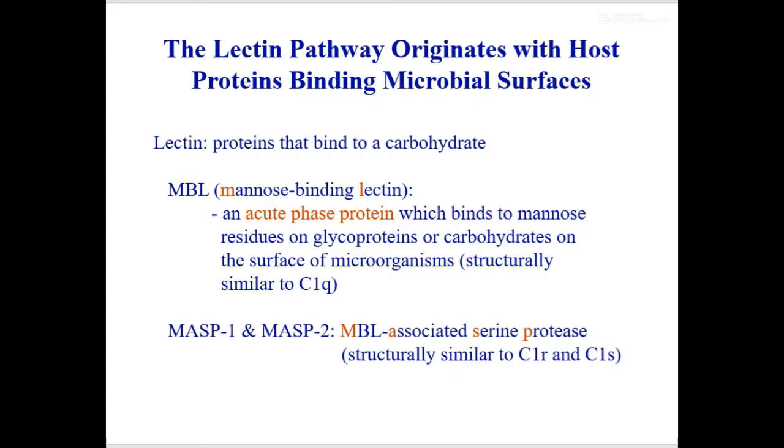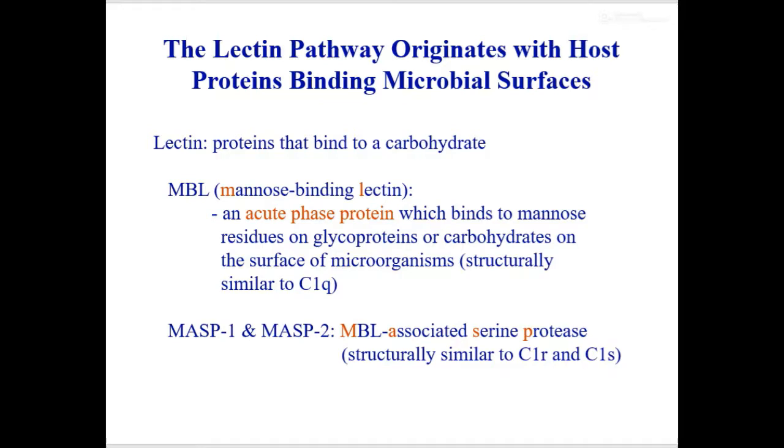So MBL is similar to C1q. Just like C1r and C1s bind to C1q, certain other proteins called MASP1 and MASP2 can also get bound, associated with this MBL. And they are structurally similar to C1r and C1s. And what are MASP1 and MASP2? They are MBL associated serine proteases.